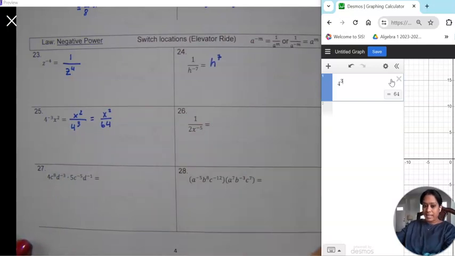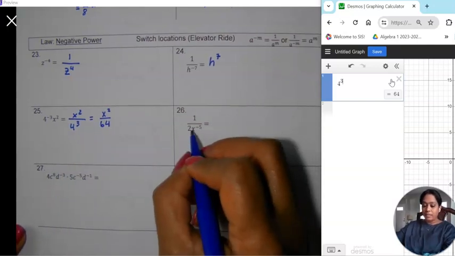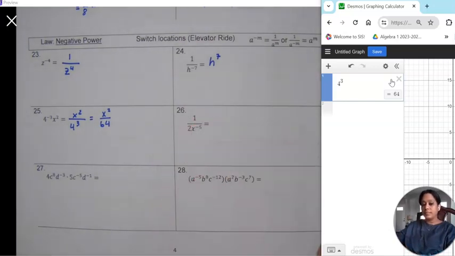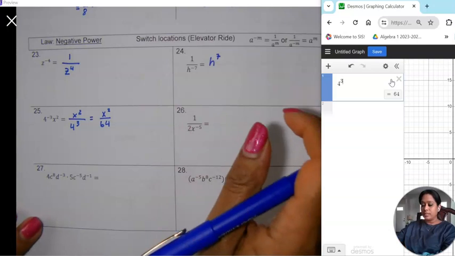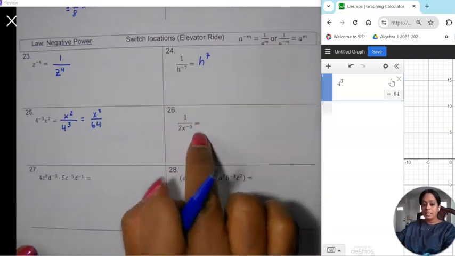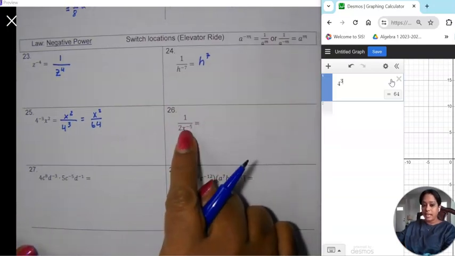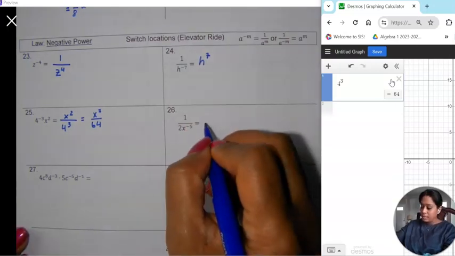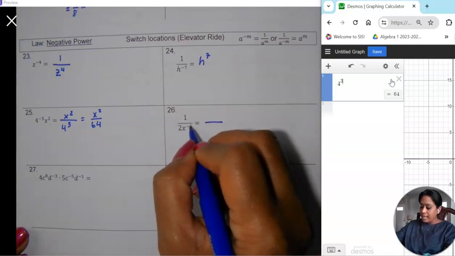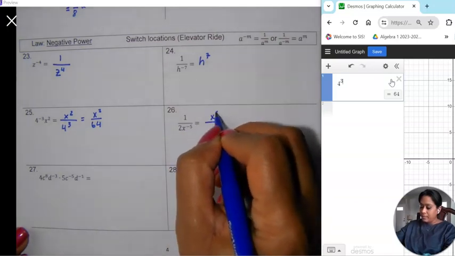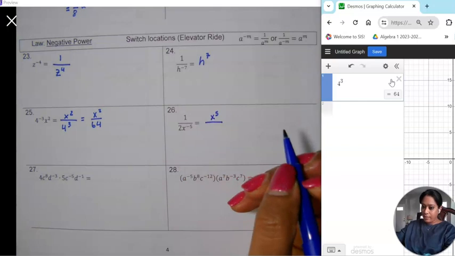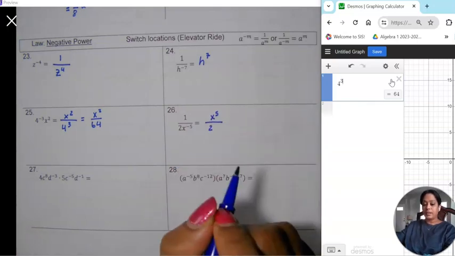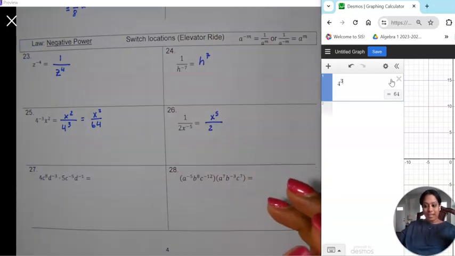Alright, so here's another tricky one. The negative 5 is only to the x, not to the 2. If it's to the 2, then you'll see some parentheses. We'll go through those examples later. But for now, just know that the negative 5 is only to the x. So that's the only one that's going to move. So x to the negative 5 goes up to the top. You don't have to write the 1. And then the 2 comes over. You keep the 2 in the denominator. I know it looks a little weird, but that's the answer.